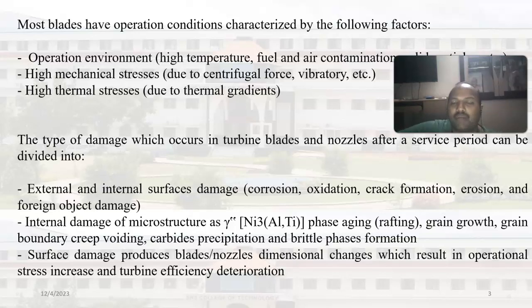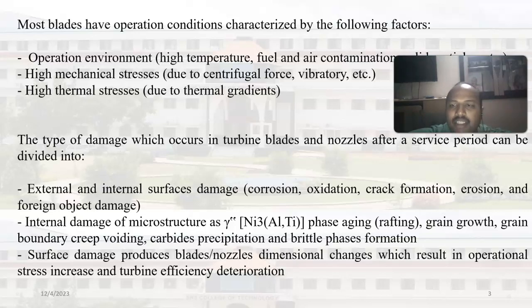One is the operation environment. It is high temperature, fuel and air contamination, soil particles, etc. As we all know, this particular blade operates in the aircraft engine, and you can see the turbine where these blades are fixed. The operation temperature is high because the engine is running, fuel and air contaminations happen, and solid particles can also enter. Second is high mechanical and thermal stress. The high mechanical stress is due to centrifugal force and vibration, and the thermal stress is due to the thermal gradients which happen during the flight.